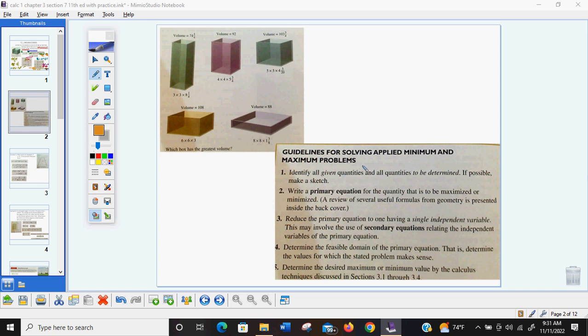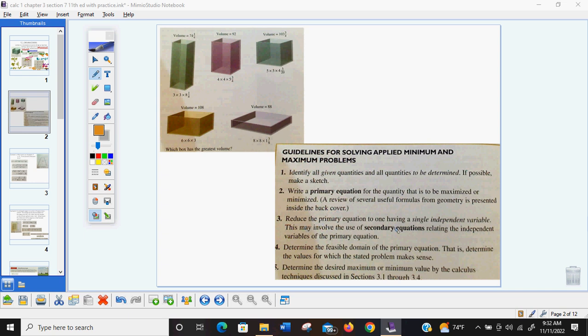Okay, let's look at the guidelines for solving a minimum and maximum problem. These are the steps we used in the last example. First, you identify all the given, and then you figure out what's to be determined. What are you looking for? The what's to be determined leads you to your primary equation. That's what you want to have maximized or minimized.